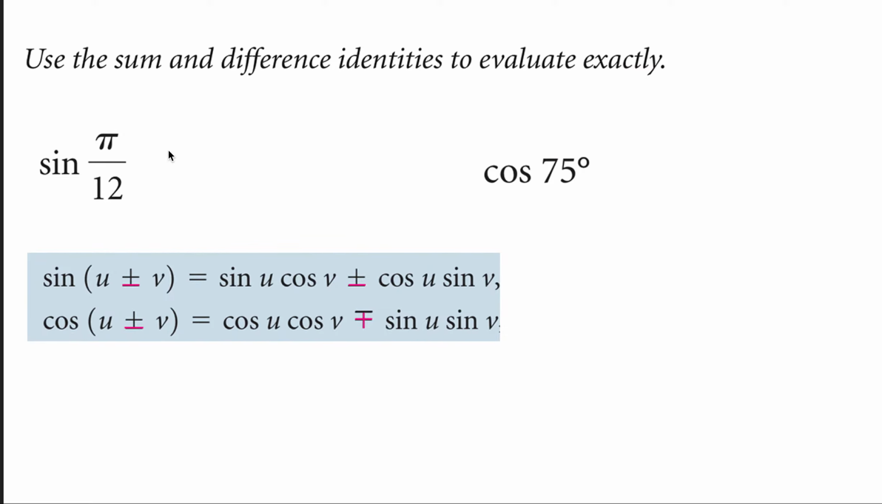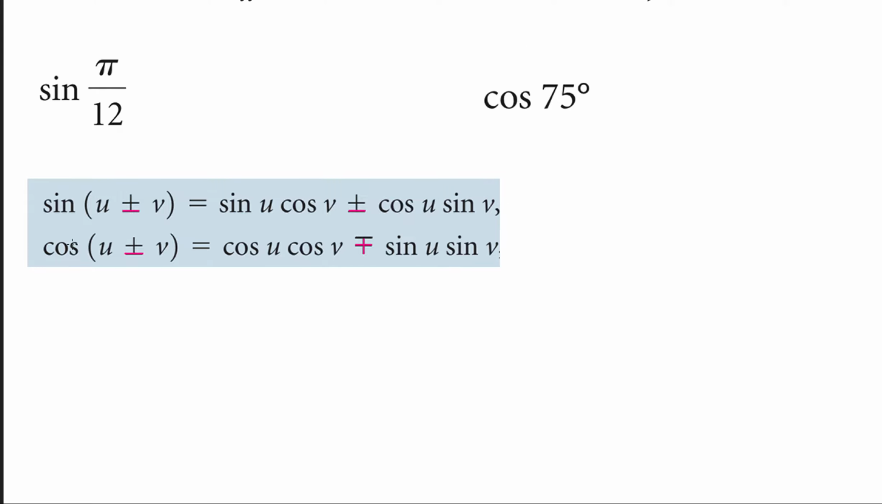Okay. So for example, you have sine of pi over 12. What you need to do is almost like a guessing game. What two angles can I add or subtract to get pi over 12? Well, my first guess is pi over 3 and pi over 4. So pi over 3, pi over 4. Why did I guess that? Where did that come from?